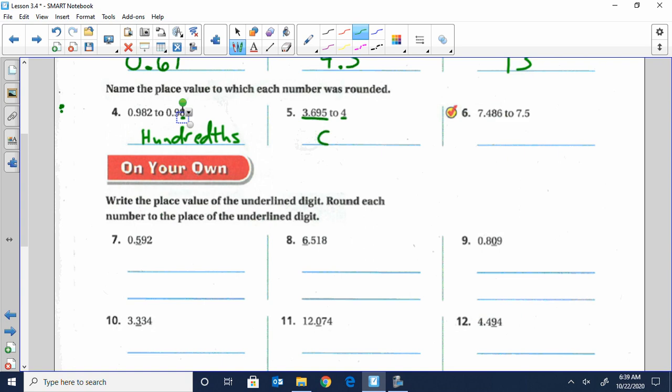On number 5, 3 and 695 thousandths was rounded to 4. It was rounded to the ones place because the 4 is in the ones place, and that's the only place value that has a digit in it. So it was rounded to the ones.